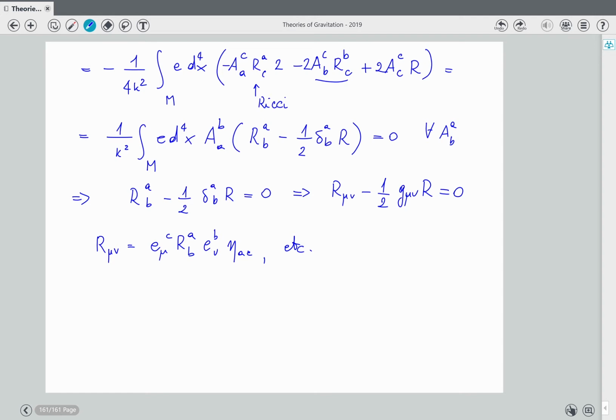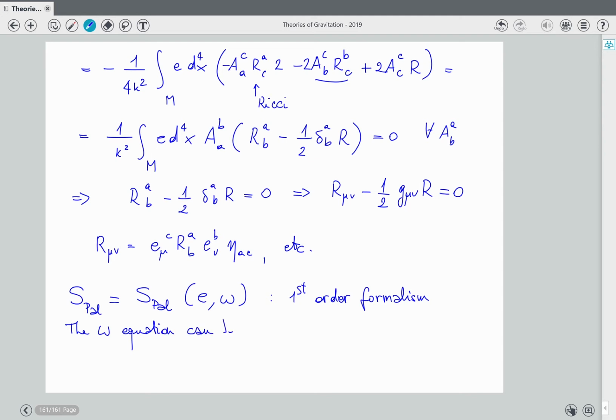Okay, so this is the first order formalism. S Palatini in the first order formalism is a functional of E and omega. But we have seen that the omega equation can be solved. What if we introduce the solution inside? The omega equation can be solved: torsion equals 0.